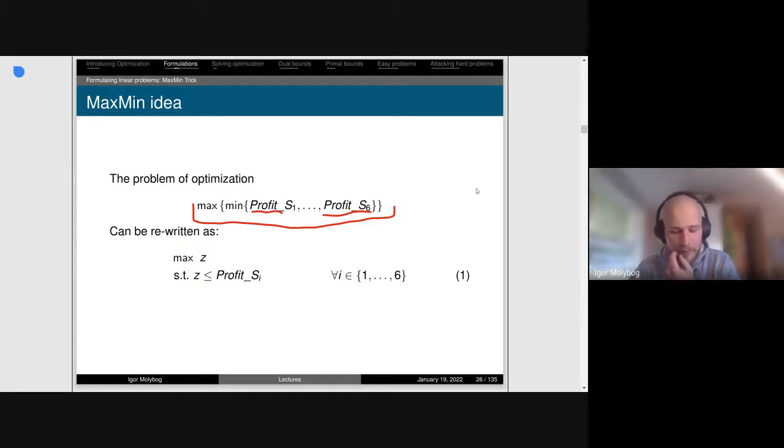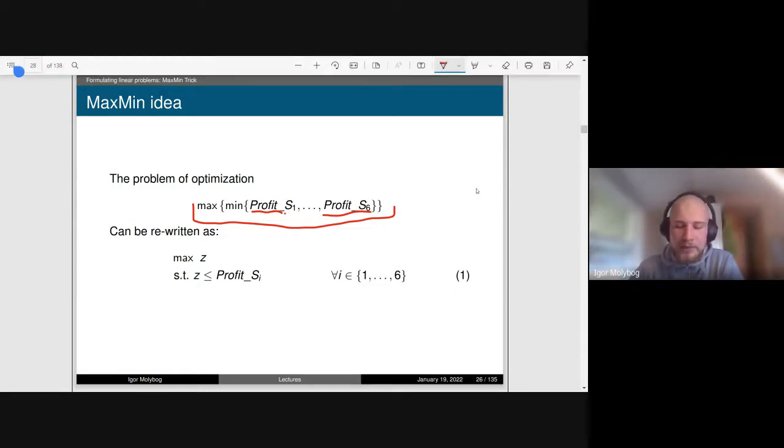So in this case, we can write it down. These profits depend on some decision variable x. So we say that this profit s1 depends on x, and this depends on x, and this minimization is over i, where this is basically i.